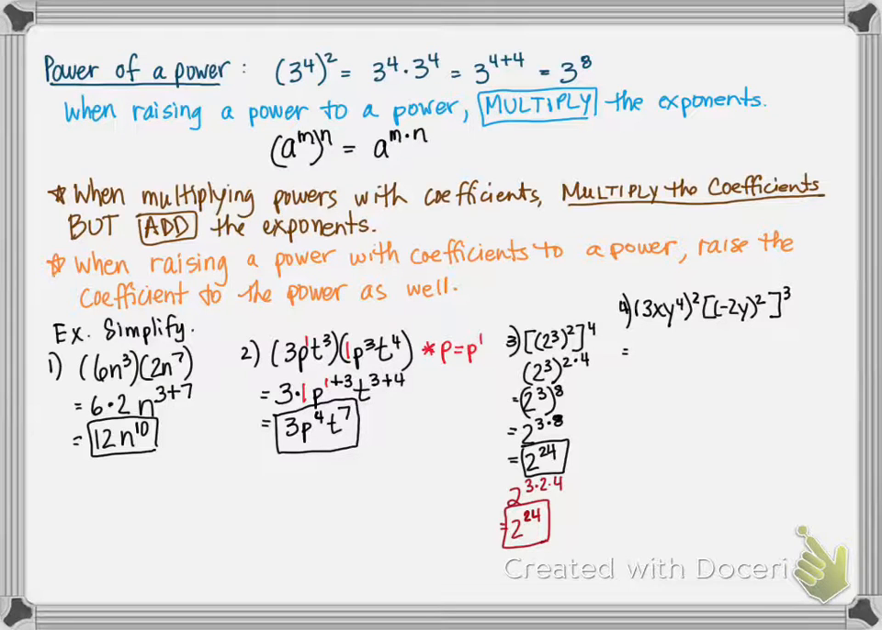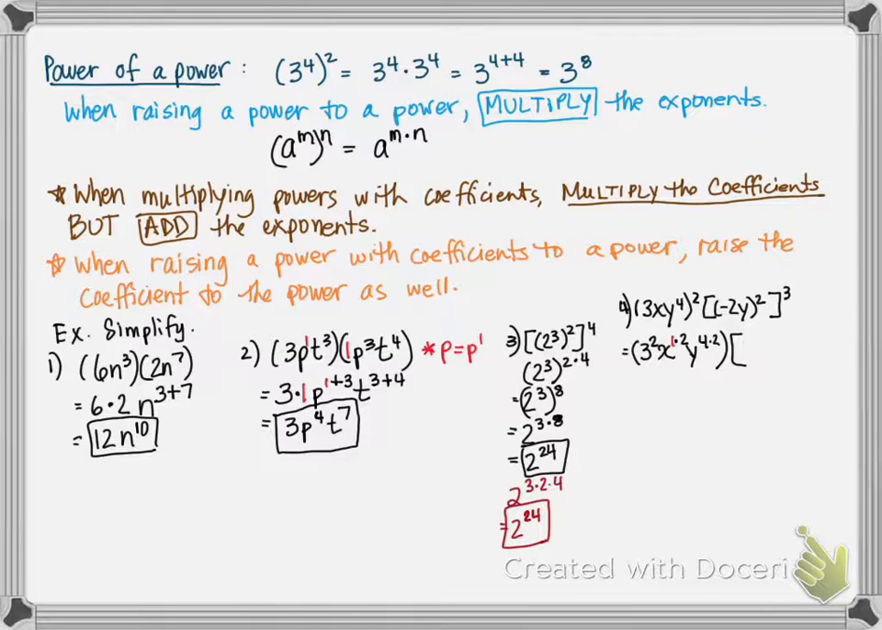All right, so here's what we're going to do. And I'm going to just break it out by part. So I'm going to take the coefficient, and I'm going to raise it to the 2nd power. I'm going to square it. I'm going to take the x, which, by the way, has an exponent of 1, and I'm going to square it, which means I'm going to multiply the exponents. And then I have y to the 4th, and I'm going to square that.